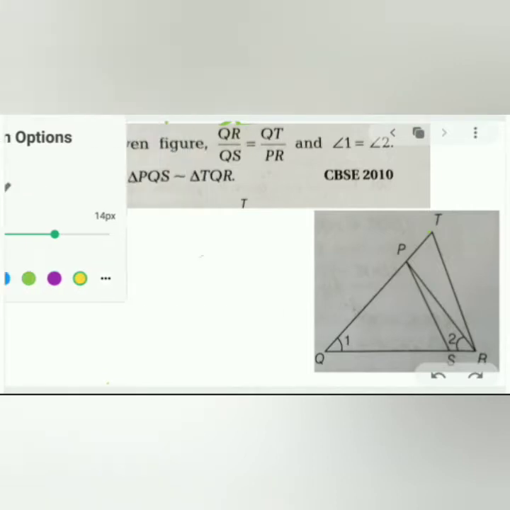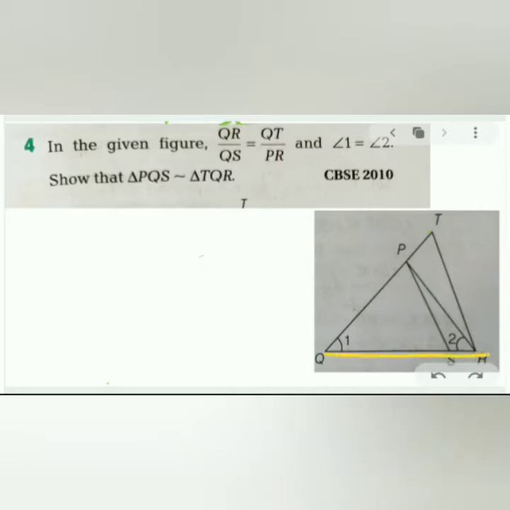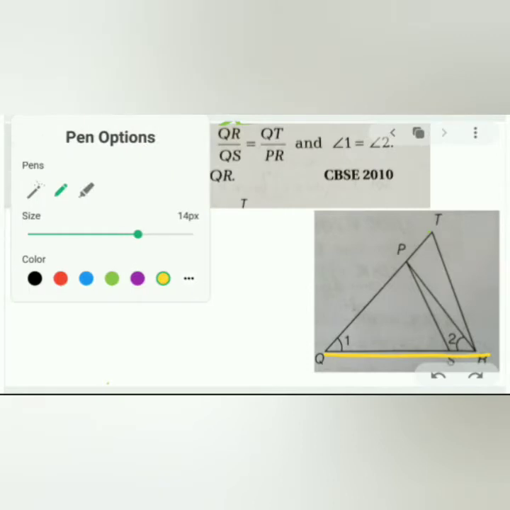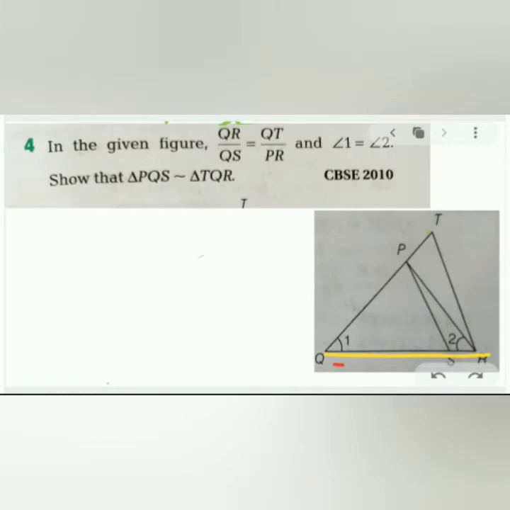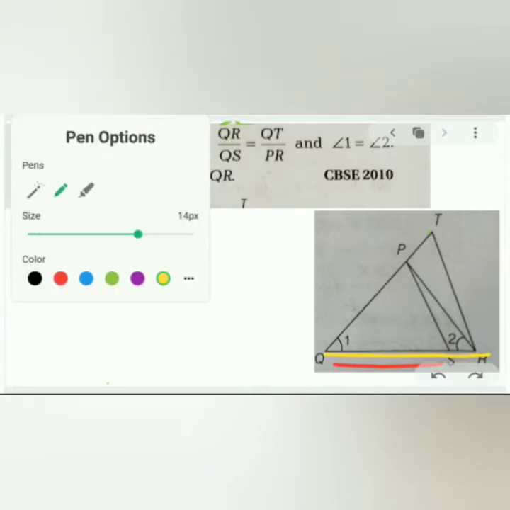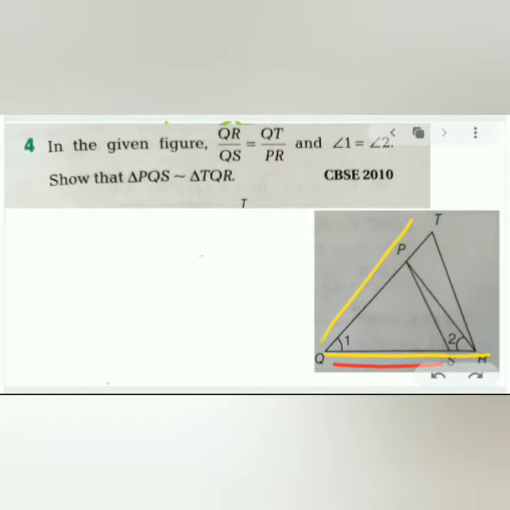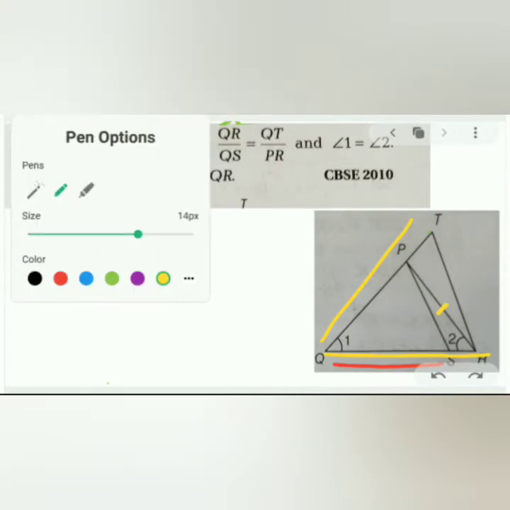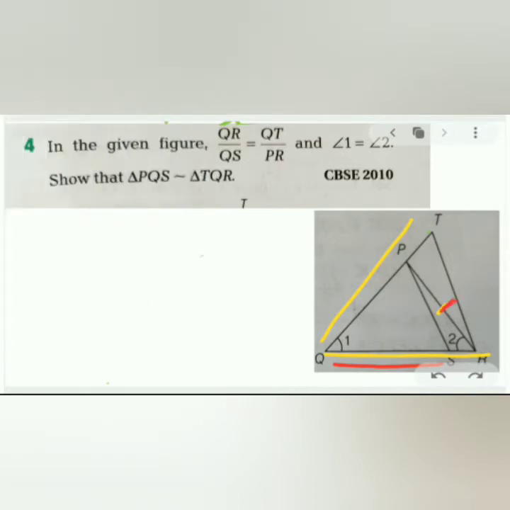So here I am indicating with different colors what they have given. They gave us this whole QR by this small QS, so I am indicating that QS in a different color. Then they told us that this is equal to QT, meaning this whole QT by this PR. So this PR is of red color. Let us indicate with red color, because what we are comparing is this whole by that whole and this part by this part.